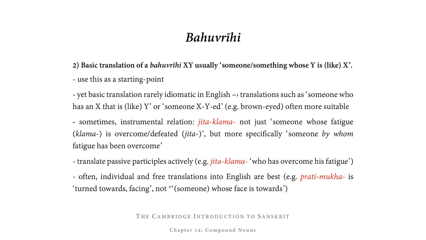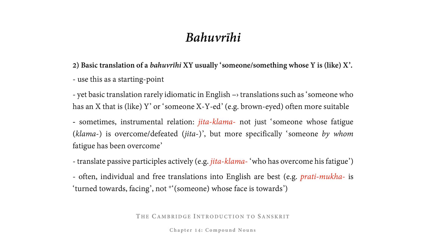Secondly, the basic translation of a bahuvrihi x, y usually is someone or something whose y is x or is like x. You should use this as a starting point for your translation, but this basic translation is rarely idiomatic in English, and so you may have to translate a little more freely, such as someone who has an x that is y or that is like y, or someone who is x-y, such as brown-eyed.